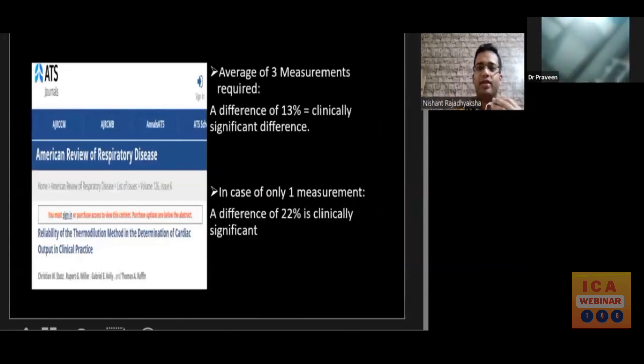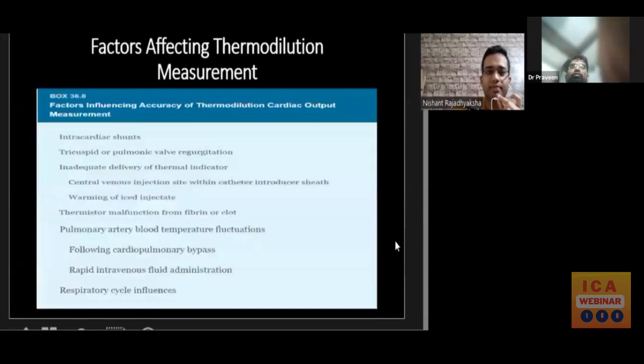Usually, cardiac output measurements are performed in rapid succession, and the average value provides the most accurate result. Suppose we use only one measurement, then a difference of 22% in the subsequent measurement would indicate a clinically significant difference. Whereas if we use three measurements and average out the result for measuring the cardiac output, a difference of only 13% would signify a clinically significant difference.